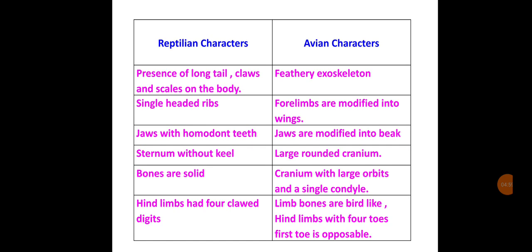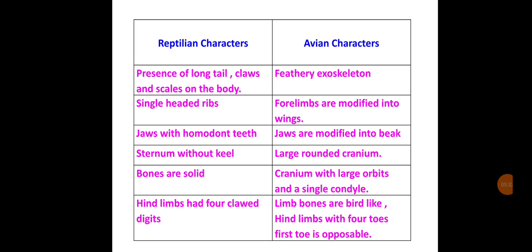Which are the reptilian characters and which are the avian characters? That shows the differences. Reptilian characters are a long tail, claws, and scales on the body, and the avian character is a feathery exoskeleton. The reptilian character is a single-headed rib, and in avian the forelimbs are modified into wings. In reptiles, the jaw has homodont teeth; here the jaw is modified into a beak. Sternum without keel, large rounded cranium.